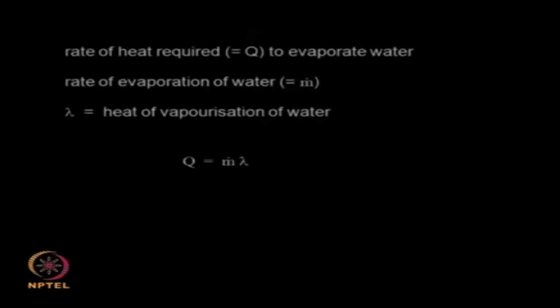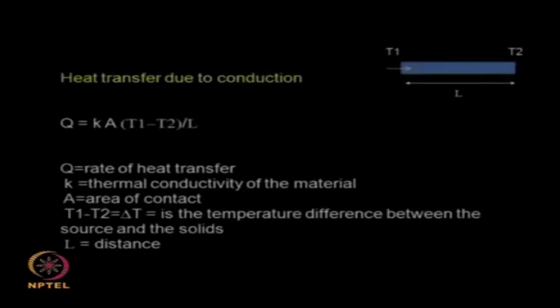Now the rate of heat required depends upon the amount of water that is evaporating and also the heat of vaporization of water, okay. So the rate of heat required Q is equal to m dot lambda, where lambda is the heat of vaporization, and m dot is the rate of evaporation of water, that means grams of water per minute or kg of water per hour that is getting evaporated during the process.